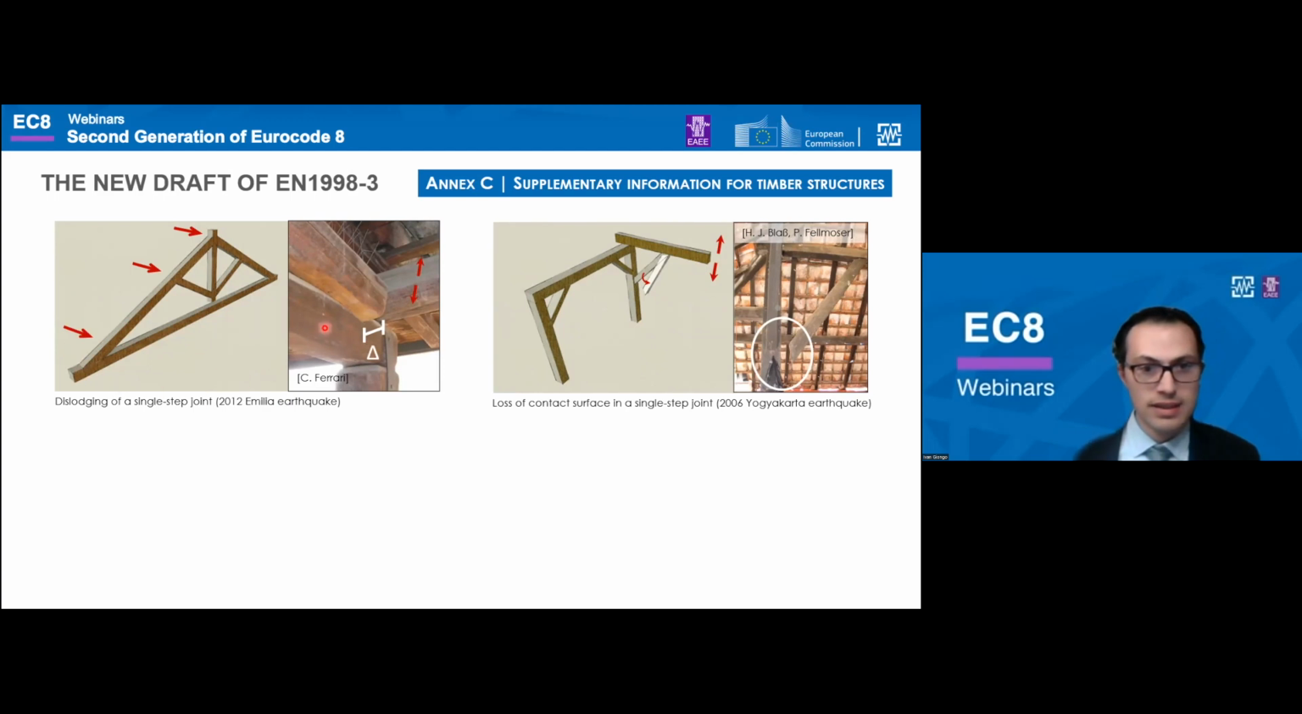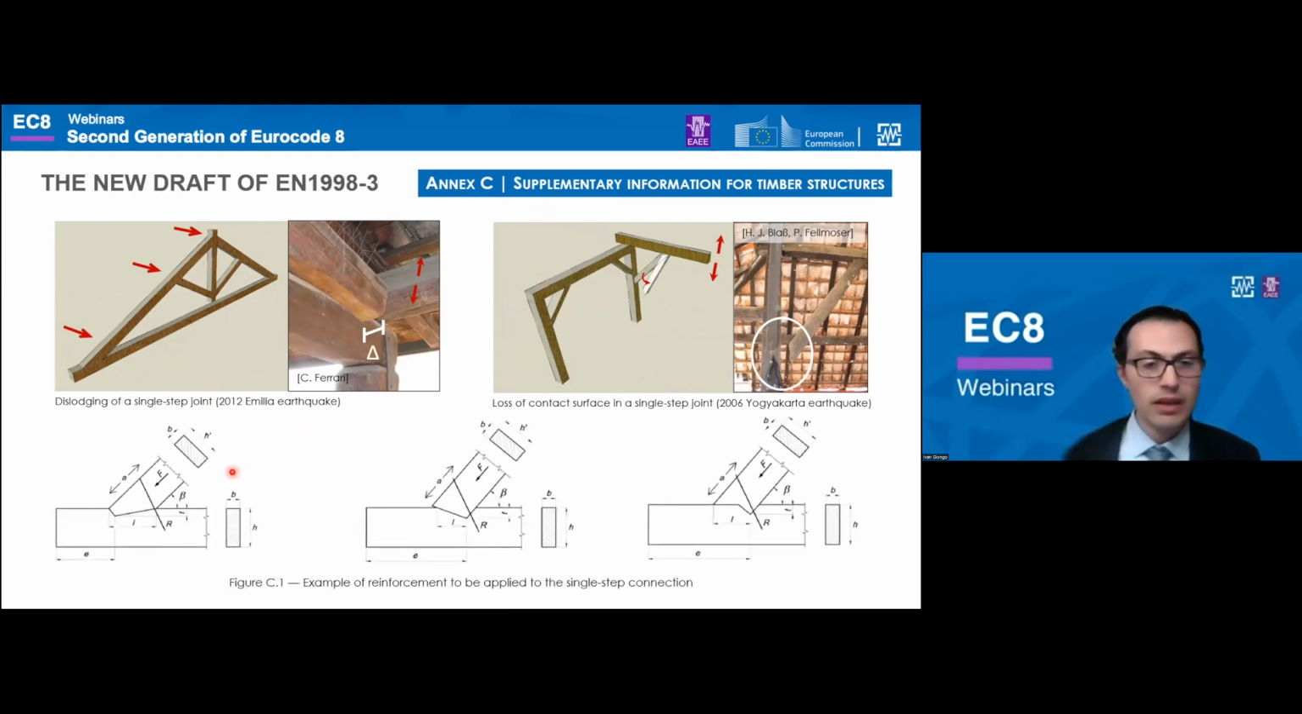And here you can see an example from the 2012 Emilia earthquake, where the truss top chord is being pushed out of place, as you can see. And in Annex C, you find some indications on how to prevent that. And the key message is that you have to brace the carpentry connections with fasteners, such as bolts and screws, possibly without altering the joint static scheme that often is that of a hinge.